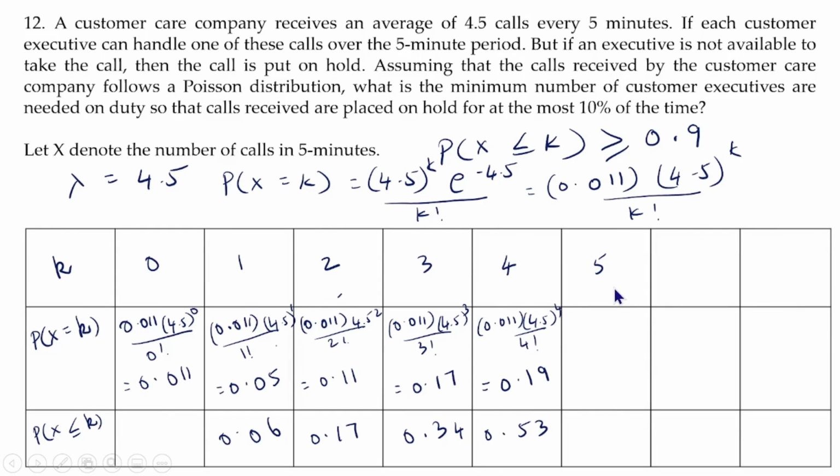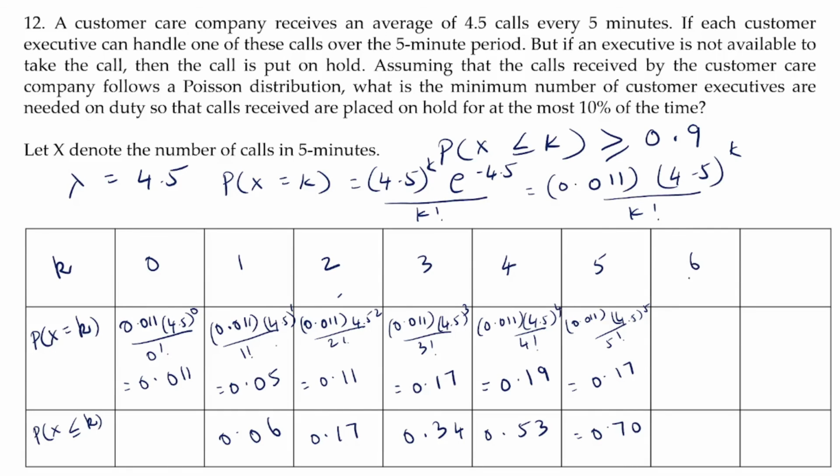Now the next one is the probability of x equal to 5. So 0.011 into 4.5 the whole raised to 5 upon 5 factorial. When we simplify, this is approximately equal to 0.17. Now the probability of x less than or equal to 5 will be the sum of all these, which is equal to 0.70.